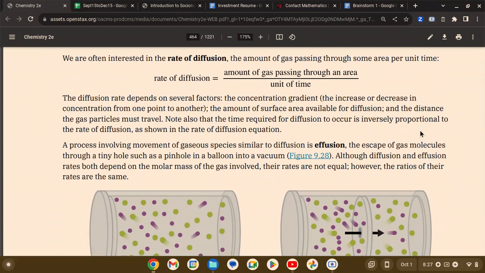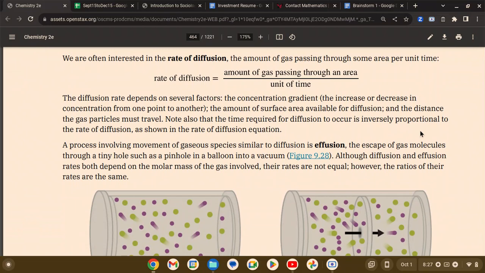We are often interested in the rate of diffusion, the amount of gas passing through some area per unit time. Rate of diffusion equals amount of gas passing through an area over unit of time. The diffusion rate depends on several factors: the concentration gradient, the increase or decrease in concentration from one point to another; the amount of surface area available for diffusion; and the distance the gas particles must travel. Note also the time required for diffusion to occur is inversely proportional to the rate of diffusion, as shown in the rate of diffusion equation.